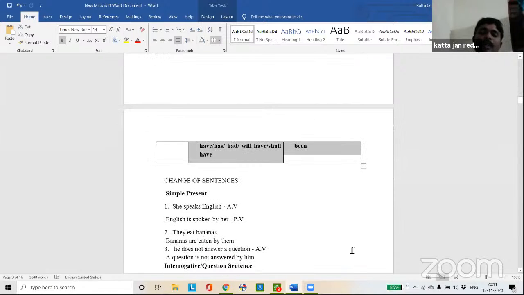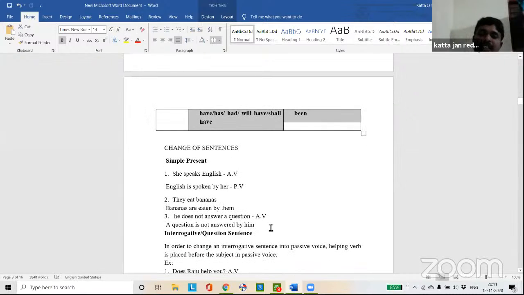Okay. Now, tense by tense, we change the active voice into passive voice. Now, simple present. I have taken very simple sentences at first in the beginning. Later on, we will learn some complicated, complex sentences to change. Right? She speaks English.